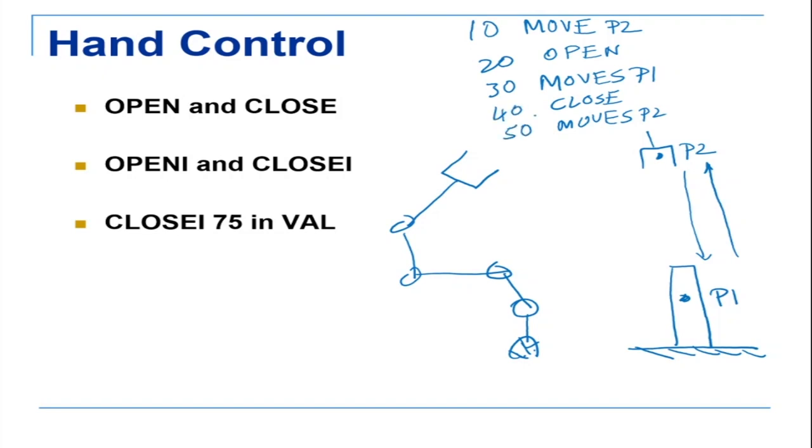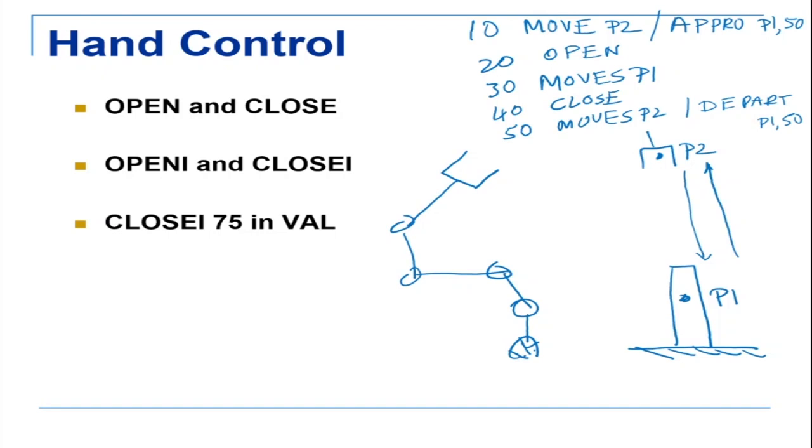This is a simple program I've written. So move to the point P2. I could have also approached P2, I could have written approach P1, keep a distance of 50, the same equivalent command. Now after moving to P2, I say open, then I say moves P1, so it comes down to P1, then I say close, it closes the gripper, then I say moves P2, it goes back. Okay, so this again can be depart. Okay, depart P1 50.